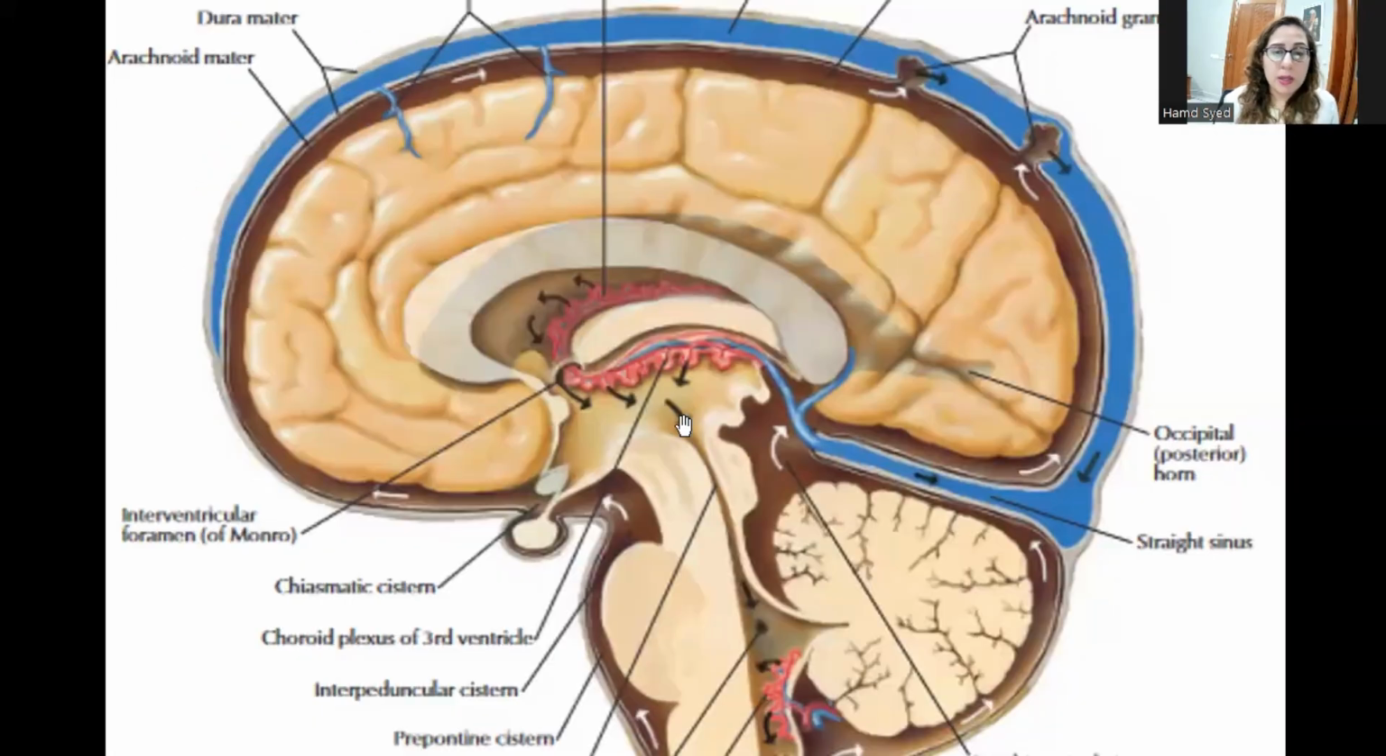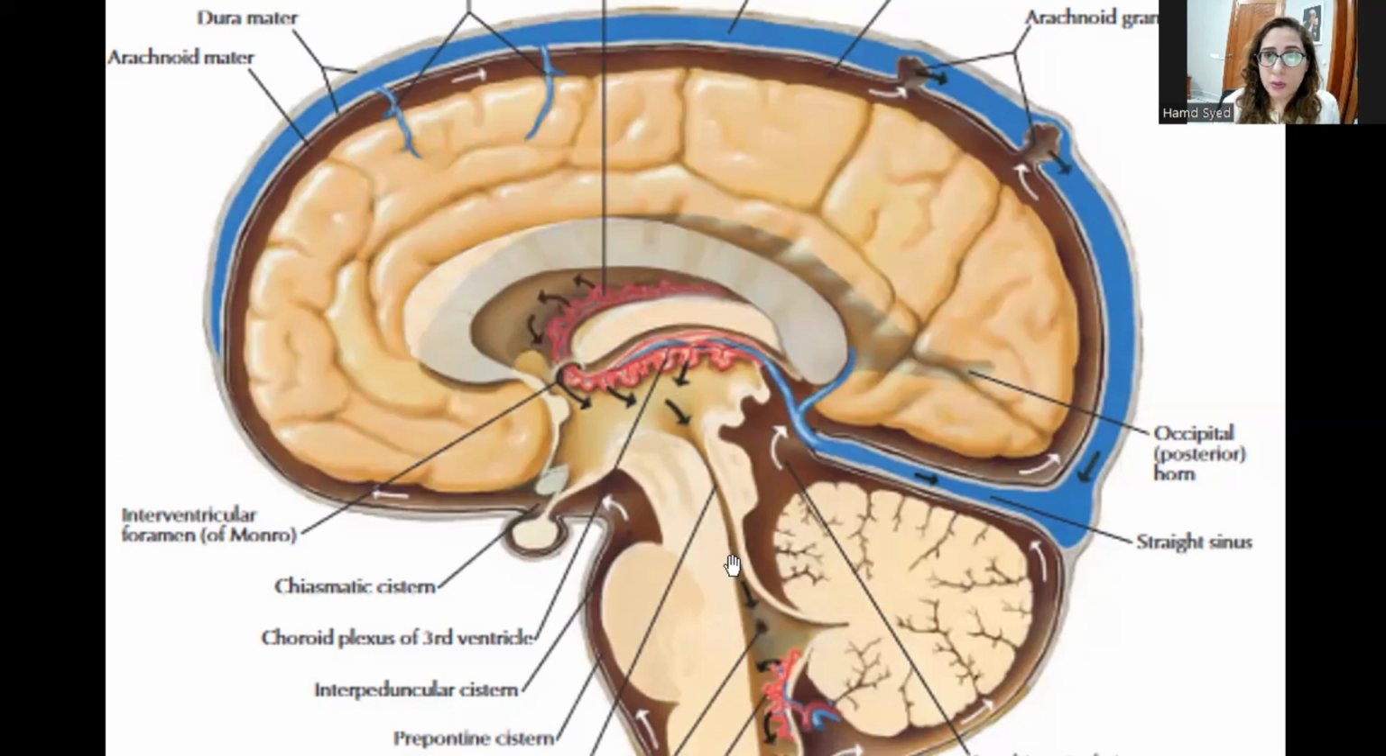So let's zoom in and look over here. This is a sagittal section through the brain and brainstem, and this is the choroid plexus of the lateral and the third ventricles. Here the CSF is going to pass from the lateral ventricles through the interventricular foramina of Monro into the third ventricle, and from the third ventricle the fluid is going through the aqueduct of Sylvius.